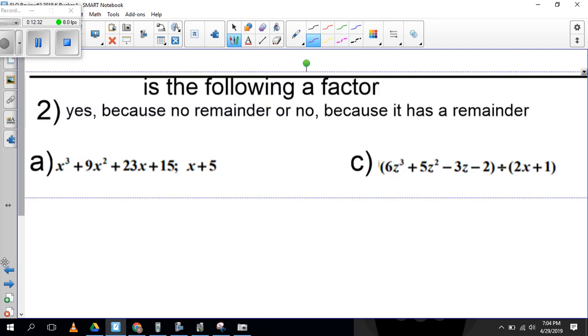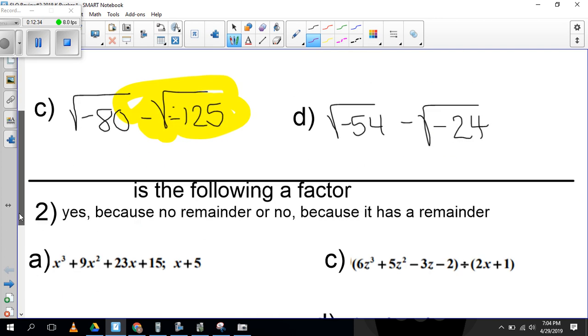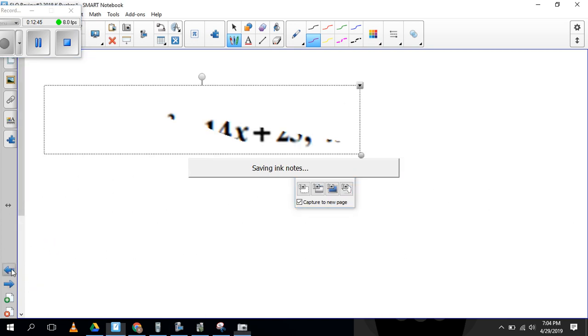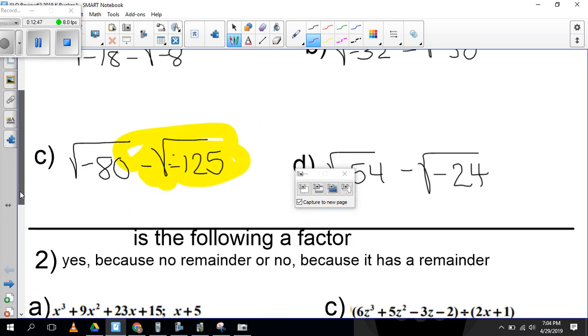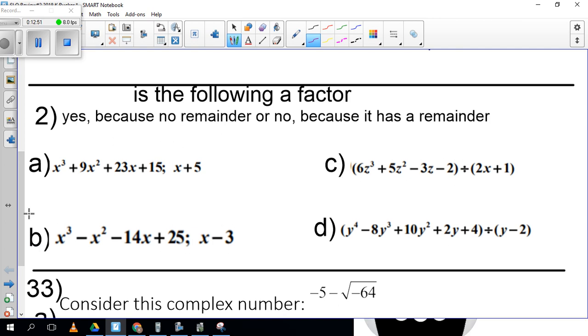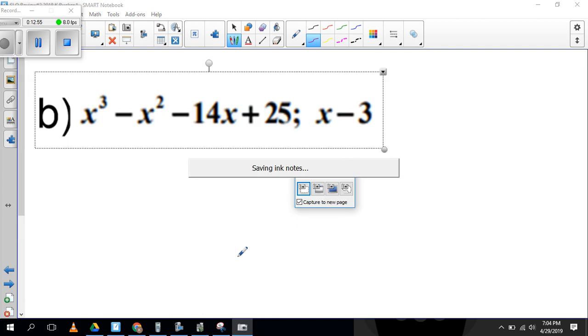And remember, synthetic division only works if it's x plus something or x minus something. But if it's like a number in front of that x that you're dividing by, it won't work. Okay, so I'm going to try B. Just another one for y'all to go by.